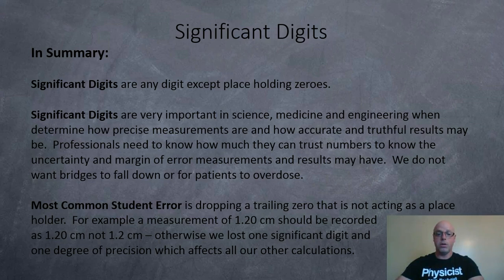The most common student error is dropping a trailing zero that is not acting as a placeholder. For example, the measurement of 1.20 centimeters should be recorded as 1.20 centimeters, not just 1.2 centimeters. Otherwise, we lose one significant digit, 1 degree of precision, and that affects all of our other calculations.